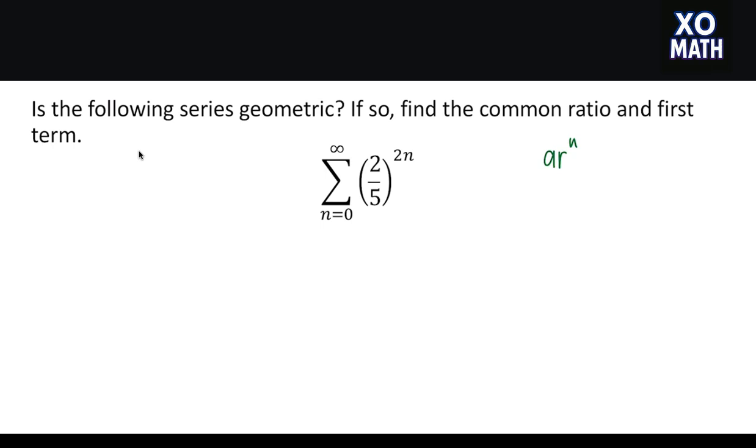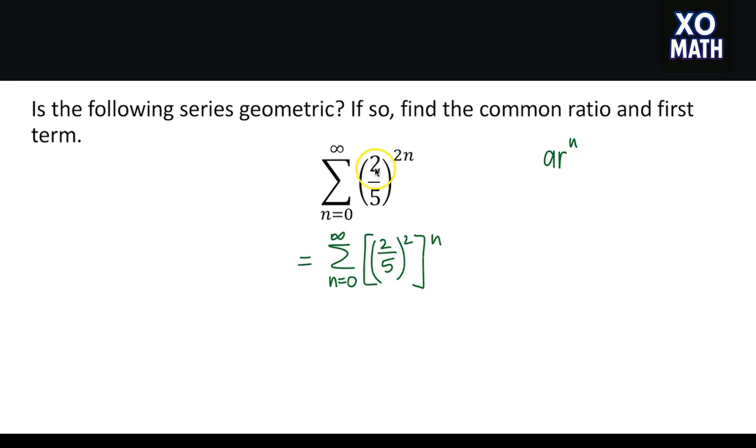So some we might be able to just look at to determine that this is geometric, or we might have to do a little bit of work to rewrite it to see, can it for sure be written in this form? So here, the sum of n equals 0 to infinity of (2/5) to the 2n. So here, yeah, we can do a little bit of rewriting. So we could write the sum of n equals 0 to infinity of (2/5) squared to the n.